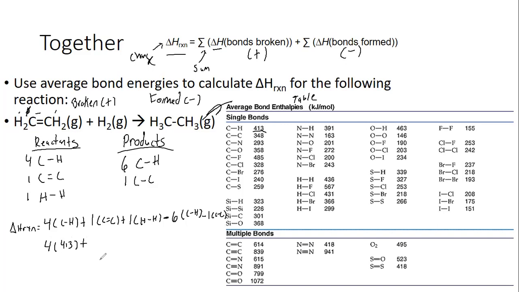So 4 times 413 plus 1 times an energy of a carbon-carbon double bond, which is 614, plus 1 times a hydrogen-hydrogen single bond, which is 436, minus 6 times a carbon-hydrogen single bond, so 6 times 413, minus 1 carbon-carbon single bond, 348. So that's the equation we're going to do. And then you just calculate it out. And when you do all those calculations, what I got, if I did my math right, is delta H of this reaction equals negative 124 kilojoules per mole.